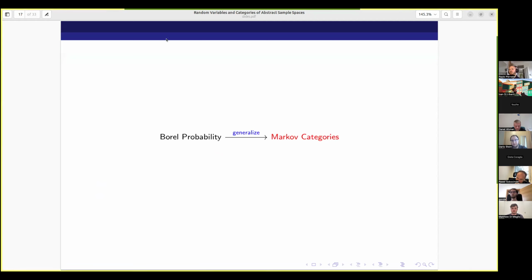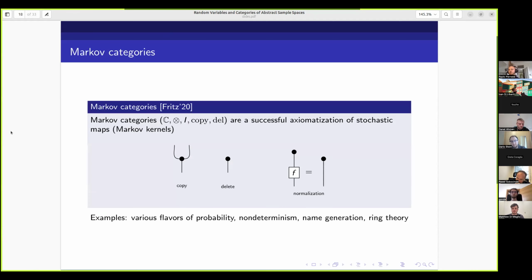So now comes the generalization from Borel probability to first Markov categories, and then we'll replicate this Borel story for an arbitrary Markov category and talk about sample spaces there. So Markov categories by Fritz are a recent axiomatization of categories of stochastic maps, which are really quite successful. They are very general, and the basic pieces of structure are these.